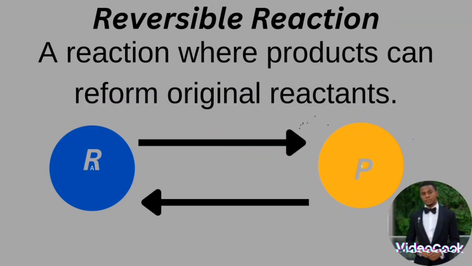Okay, now let's get into it. What is a reversible reaction? Well, a reversible reaction is a reaction where the products can reform the original reactant, or in other words, it can proceed in both directions, the forward direction and the backwards direction. So if something can be made into a product, and then that product can be converted or remade to the original reactant, we can say that that reaction is reversible.